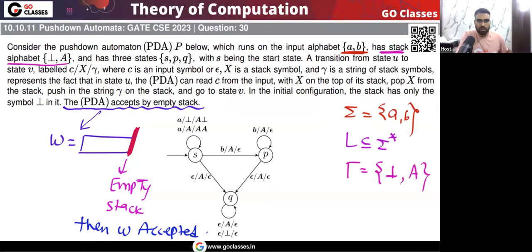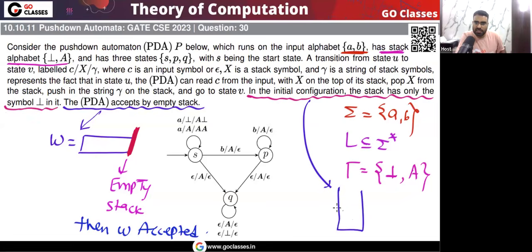Okay, here if you notice one thing, what is this? Look at this line, read this line. In the initial configuration, the stack has only this symbol in it. So what does this line mean? Can anyone tell me? Initially, remember, the stack has only this symbol in it. So basically, this is the initial situation: the stack has this bottom of the stack symbol.